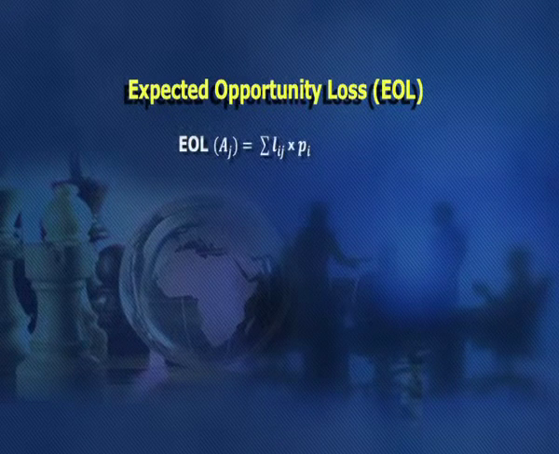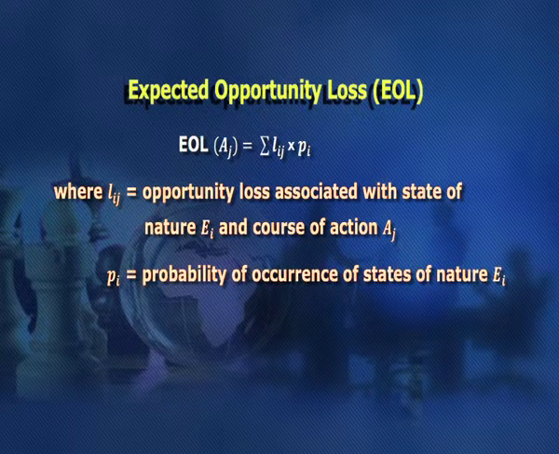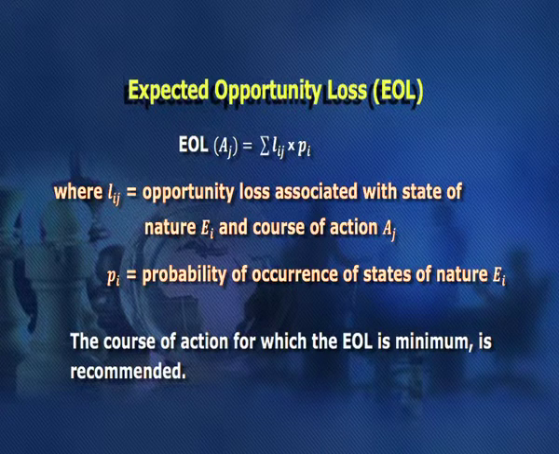EOL is the amount of payoff that is lost by not selecting the course of action that has the greatest payoff for the state of nature that actually occurs. EOL of Aj is equal to summation Lij into Pi, where Lij is the opportunity loss associated with the state of nature Ei and course of action Aj. Again, Pi is the probability of occurrence of state of nature Ei. The course of action for which the EOL is minimum is recommended.